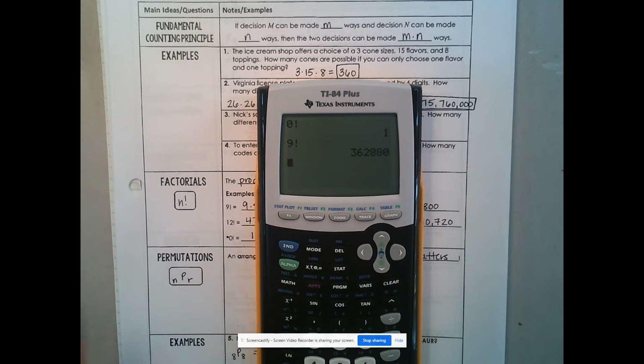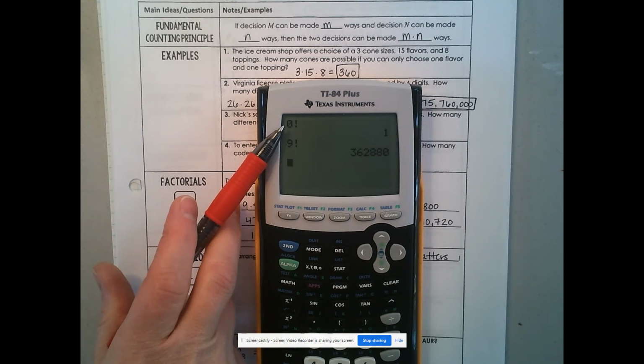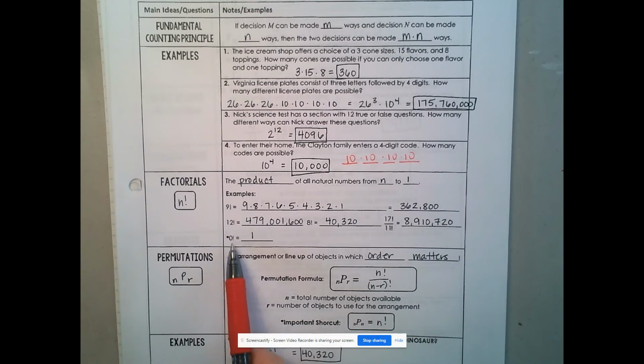You'll also notice that 0 factorial is on my screen. 0 factorial is worth 1. It's also on the paper. That is like a special exception to the rule because factorials are supposed to be only down to the number 1. And so anytime you see 0 factorial, it is worth 1. That comes into play a little bit later.